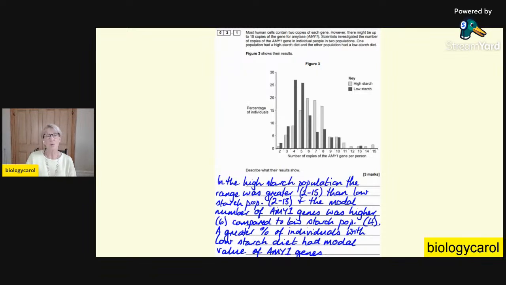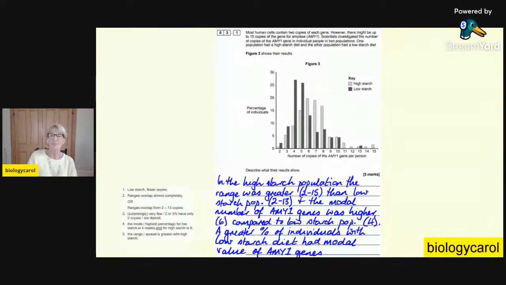So here is what I wrote. Here, the high starch population, the range was greater than the low starch population. The modal number for AMY1 genes was higher, 6, in the high starch population and also higher compared to the low starch population, when it was 4. But I also noticed that actually the percentage of individuals, as it were, the frequency for the modal number of the low starch population was a higher percentage than that of the high starch population.